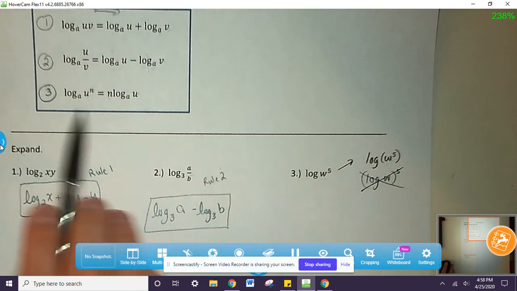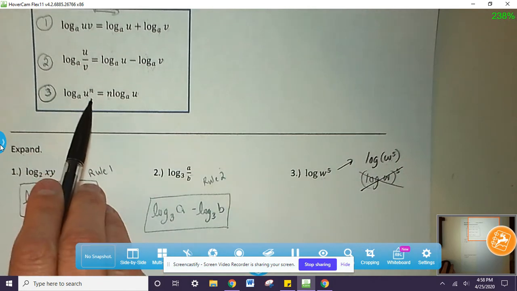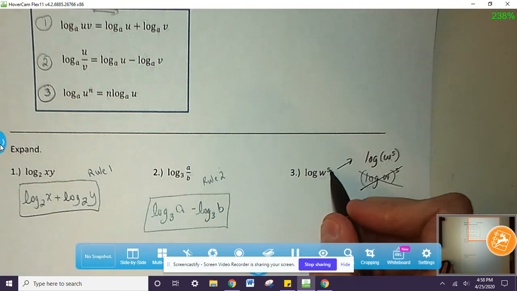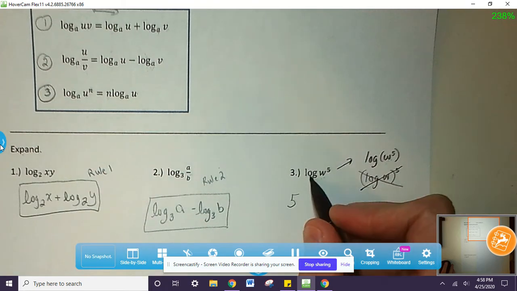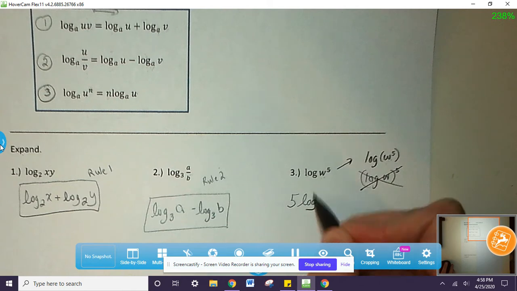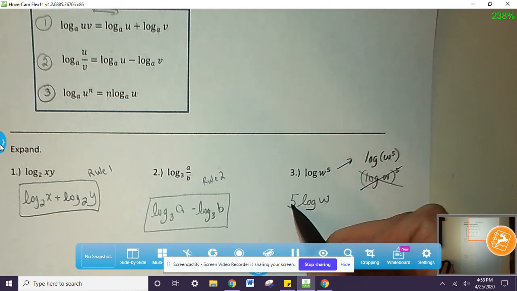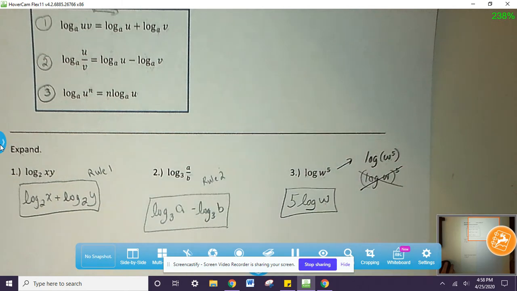Okay. And what Rule 3 says is that we can take that exponent and swing it around to the front. So I'm going to take that 5, swing it around to the front. It should be the same size, same height as log. And then log just has w inside now. So instead of being an exponent for w, it becomes a factor or coefficient of sorts, and you're multiplying it times the log of w. And that's it for that problem.